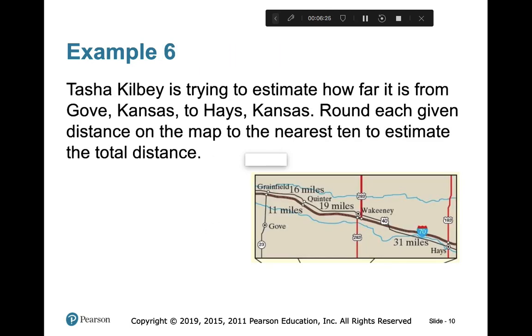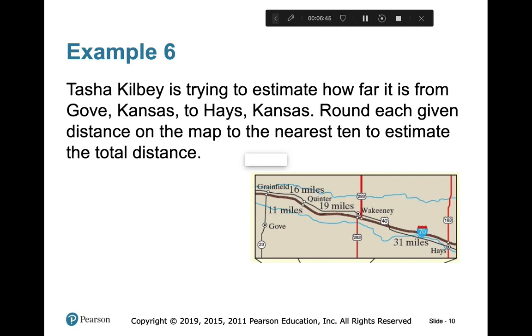We're going to estimate these numbers so we can add them easier. Round them to the nearest 10. So how far is it from Gove to Hayes? Approximately.